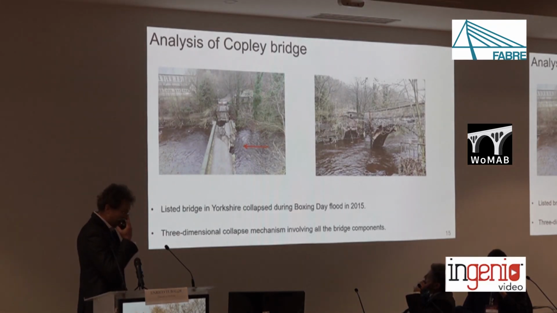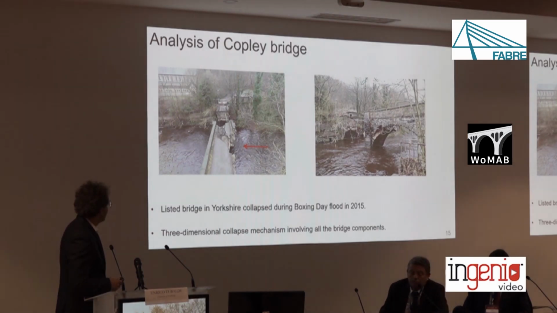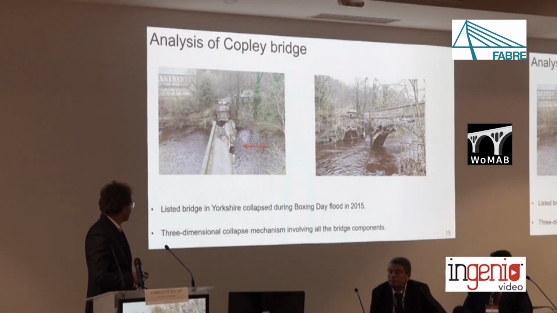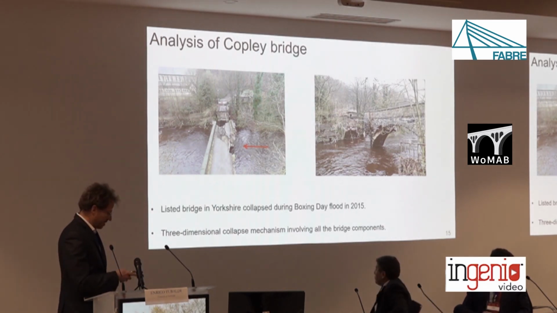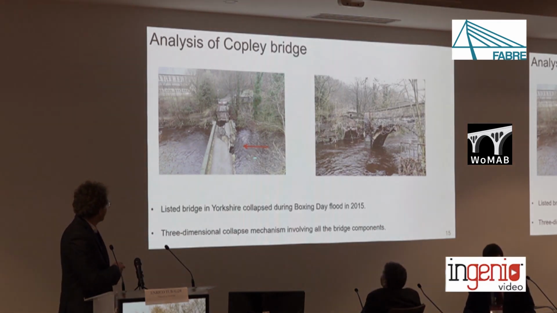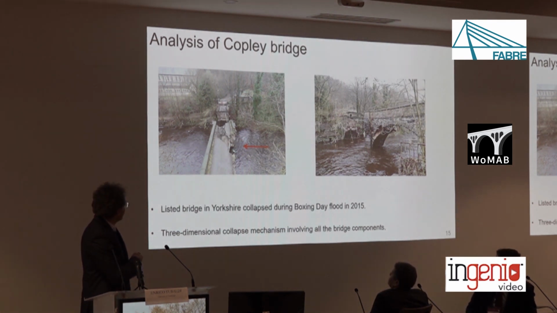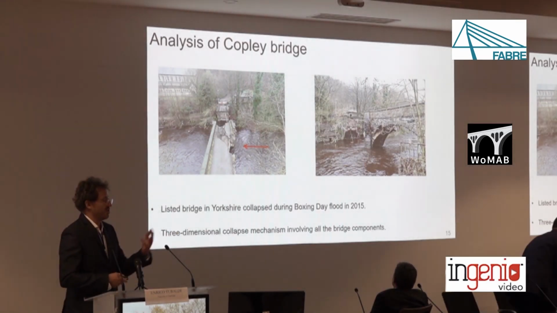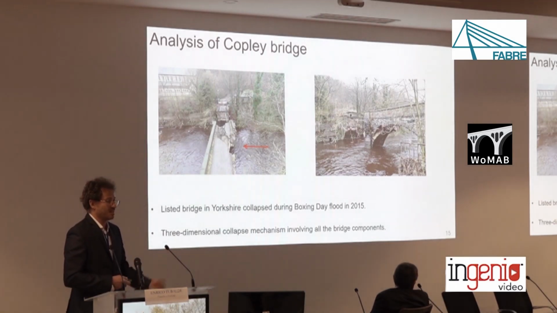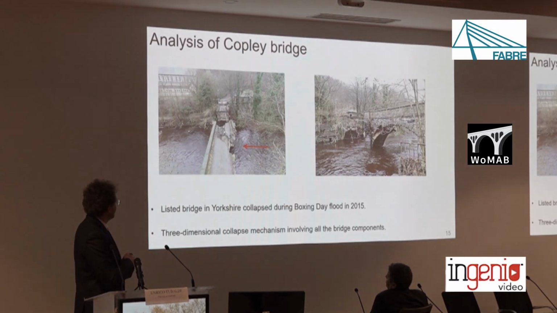So the first bridge that I studied 8 years ago was Copley Bridge, a bridge located in Yorkshire that collapsed during the Boxing Day flood in 2015. And the collapse mechanism of this bridge is a manual-like failure, where you see basically the translation and the rotation of the piers towards the upstream side of the river that obviously results in the formation of diagonal cracks also in the barrel up to the deck.